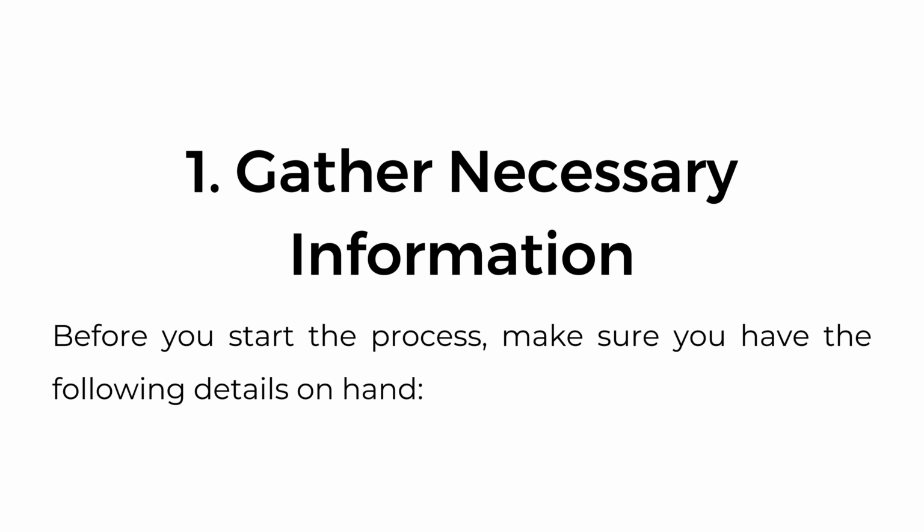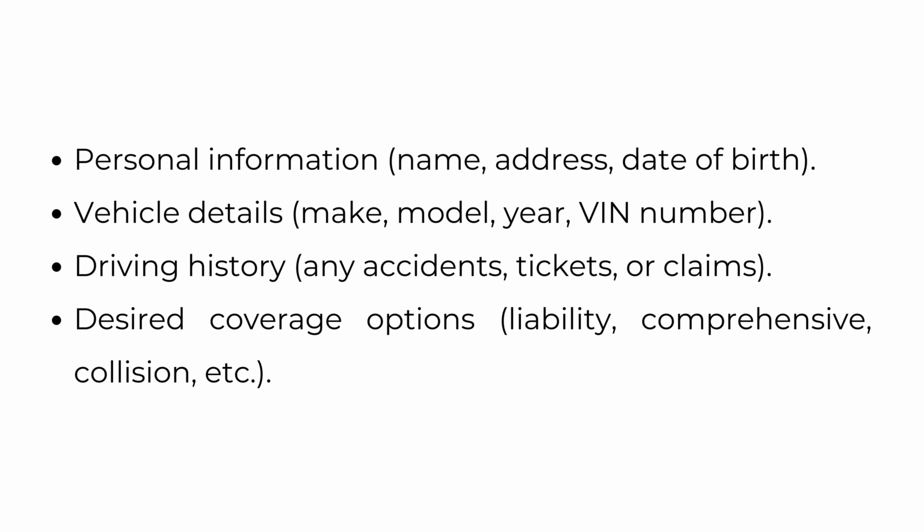1. Gather necessary information. Before you start the process, make sure you have the following details on hand. Personal information, name, address, date of birth. Vehicle details, make, model, year, VIN number. Driving history, any accidents, tickets, or claims. Desired coverage options, liability, comprehensive, collision, etc.